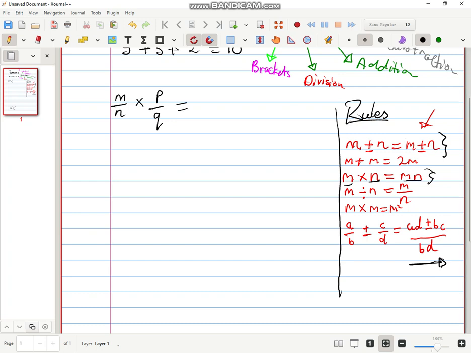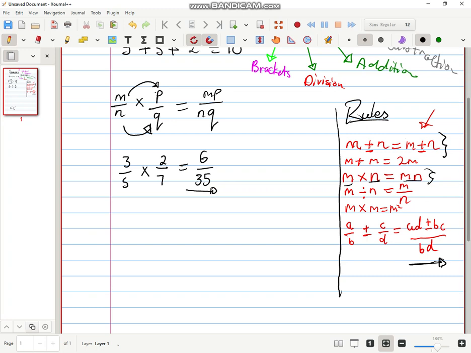This is straightforward. You just take this and you multiply it with that. You have MP, and then you just take this and you multiply with that. You have MQ. Right? This is straightforward. So let's try it with 3 all over 5 multiplied by 2 all over 7. This has to be 3 times 2 is 6, 5 times 7 is 35.